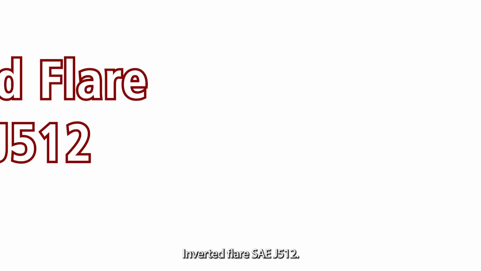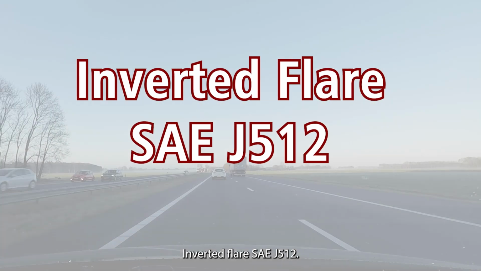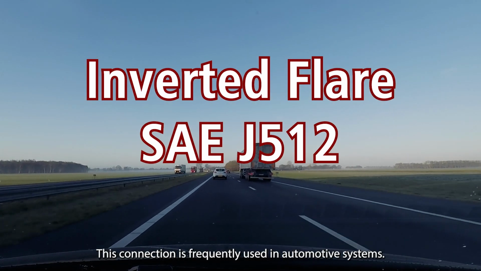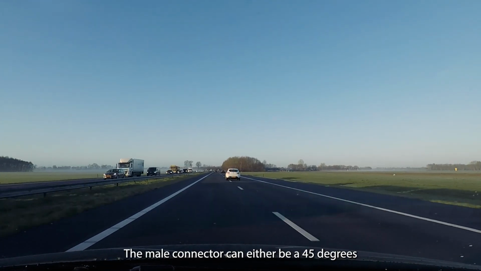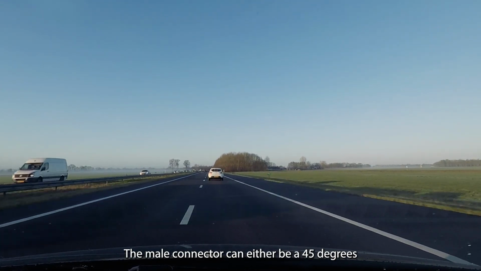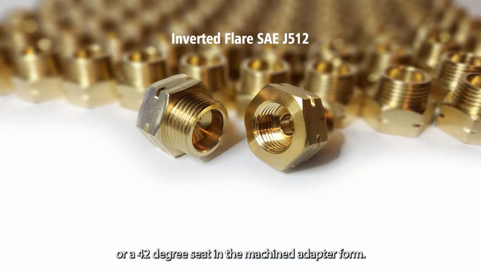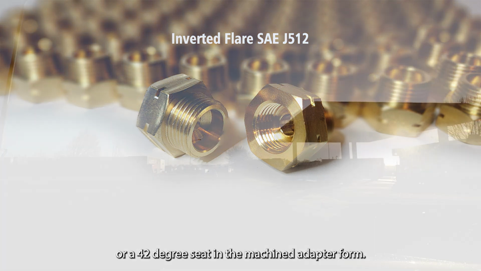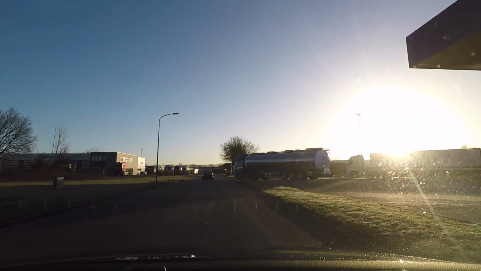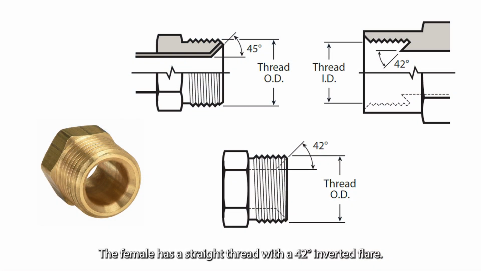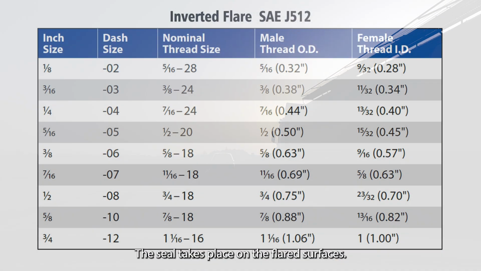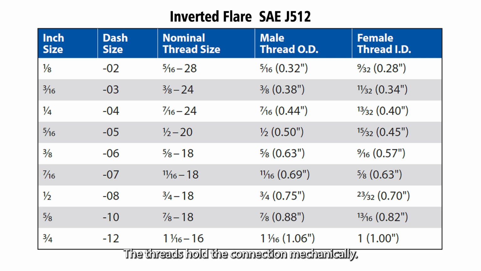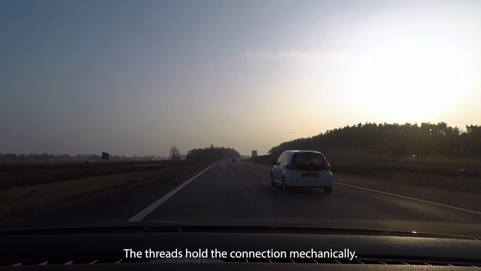Inverted Flare, SAE J512. This connection is frequently used in automotive systems. The male connector can either be a 45° flare in the tube fitting form or a 42° seat in the machined adapter form. The female has a straight thread with a 42° inverted flare. The seal takes place on the flared surfaces. The threads hold the connection mechanically.